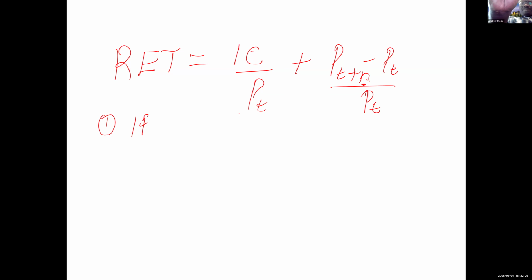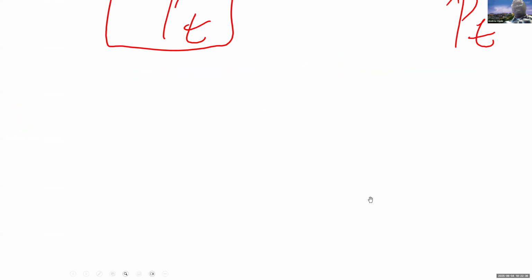Because, first of all, this part here, C over PT, what is C over PT? That's the same thing as the interest rate, the current yield on the bond.